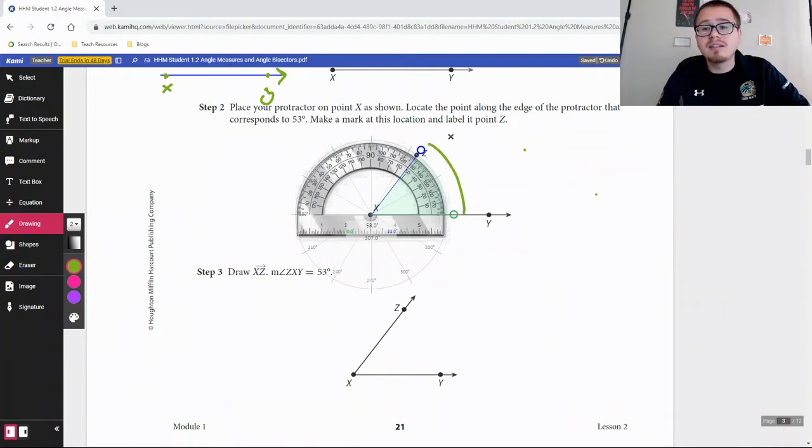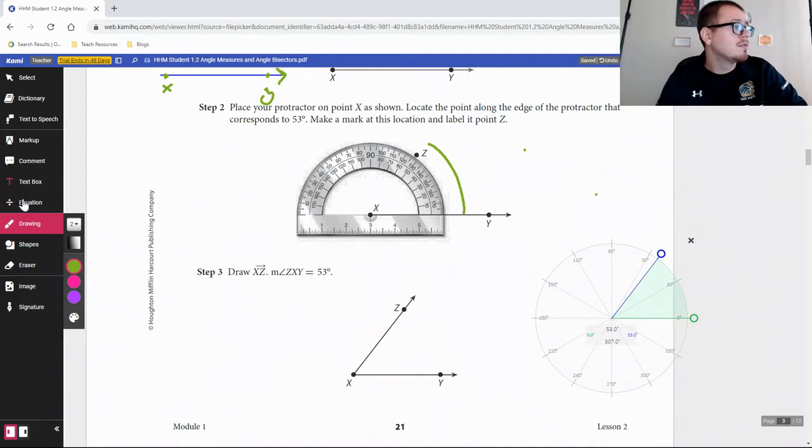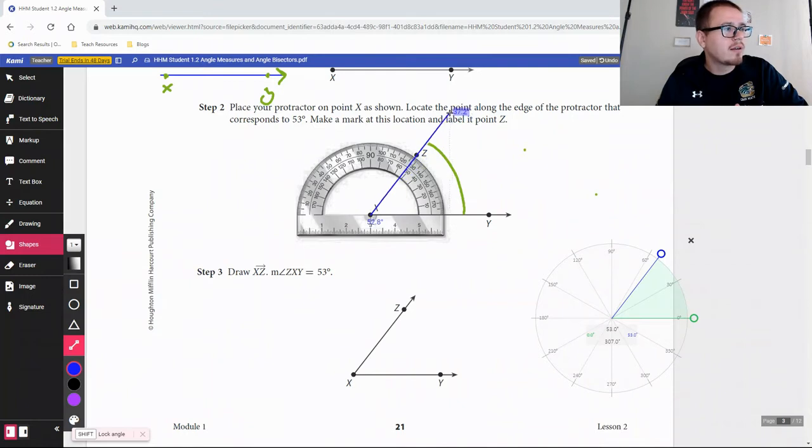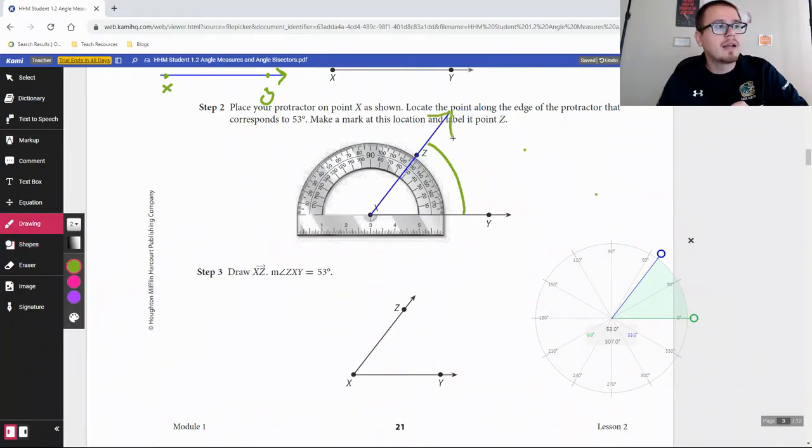So if you're using this, you have to make your rays extra long. Otherwise, you cannot draw right on top of the protractor tool. If somebody has a better protractor tool, I'd love to hear from you. I just did a quick Google search and called it a day. But so I would just extend my ray like that. And now remember, rays have arrows at the end, because rays go on forever.